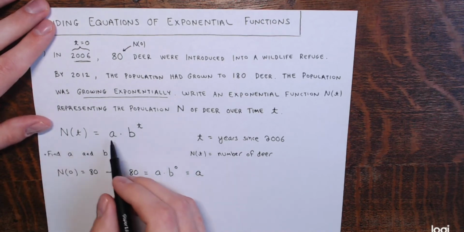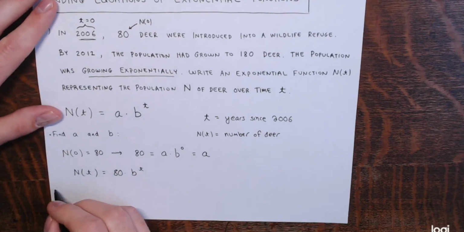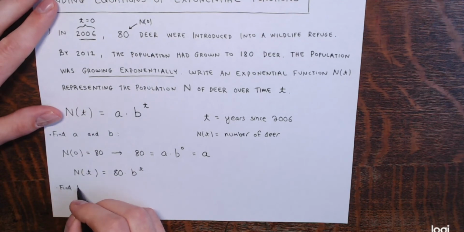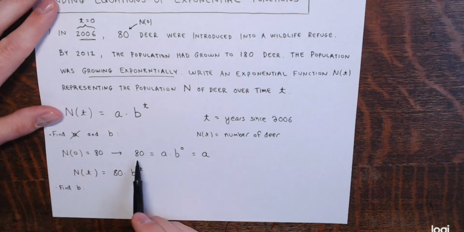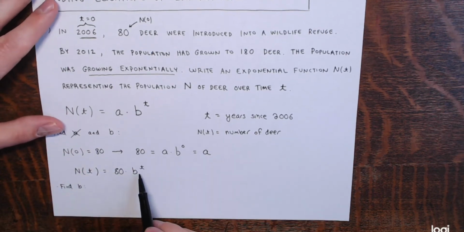Now the model looks like this: n of t equals 80 times b to the t power. Now all we have left to do is find the value of b. We found a. A was 80, that initial amount. This is where the other piece of information will come in.